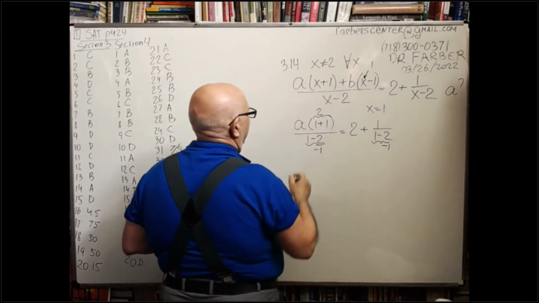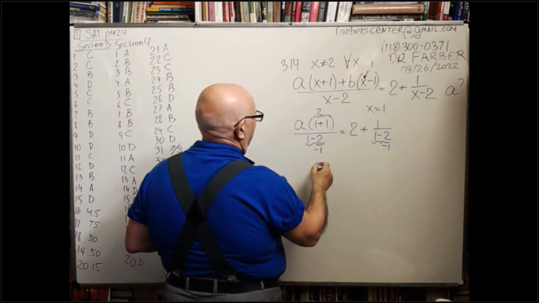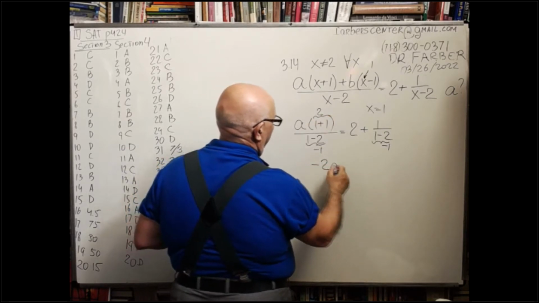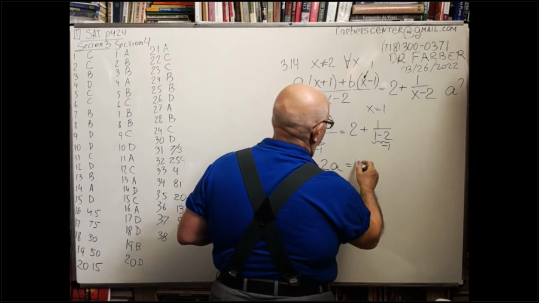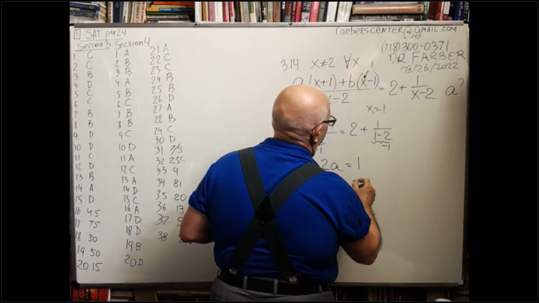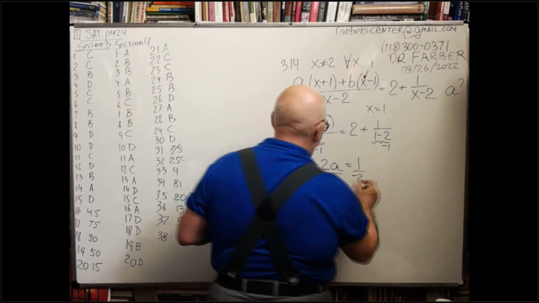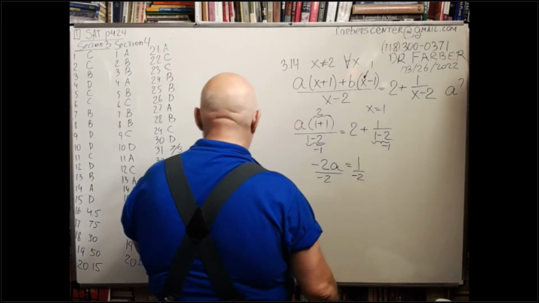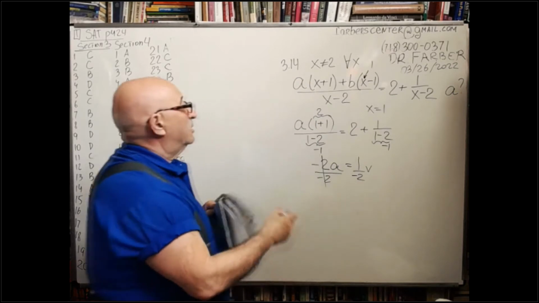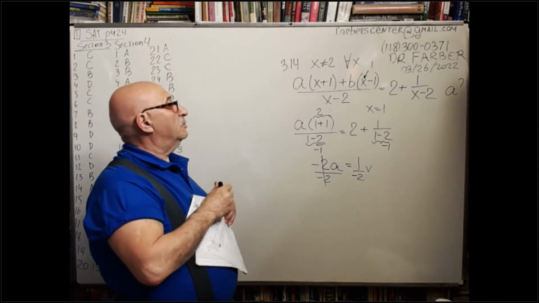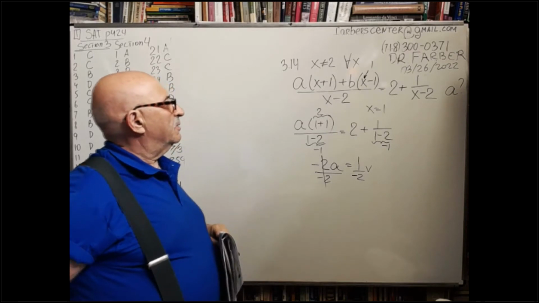And what we have here, 2a divided by negative 1 is negative 2a, equals 2 minus 1 equals 1. And divide by negative 2 both parts. That is what they ask you, right? And you get the answer. Simple logic for many tests. Choose a convenient value, probably the best and fastest way.